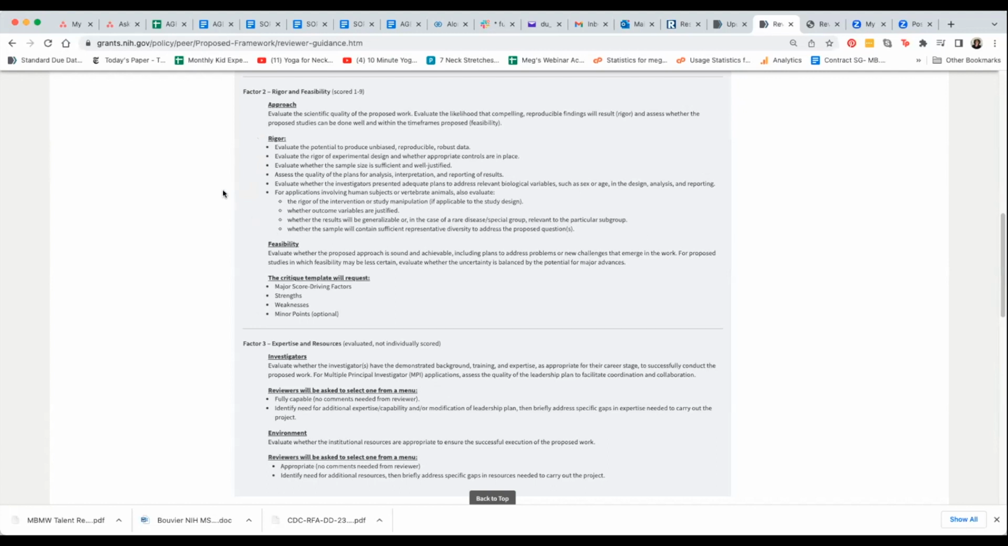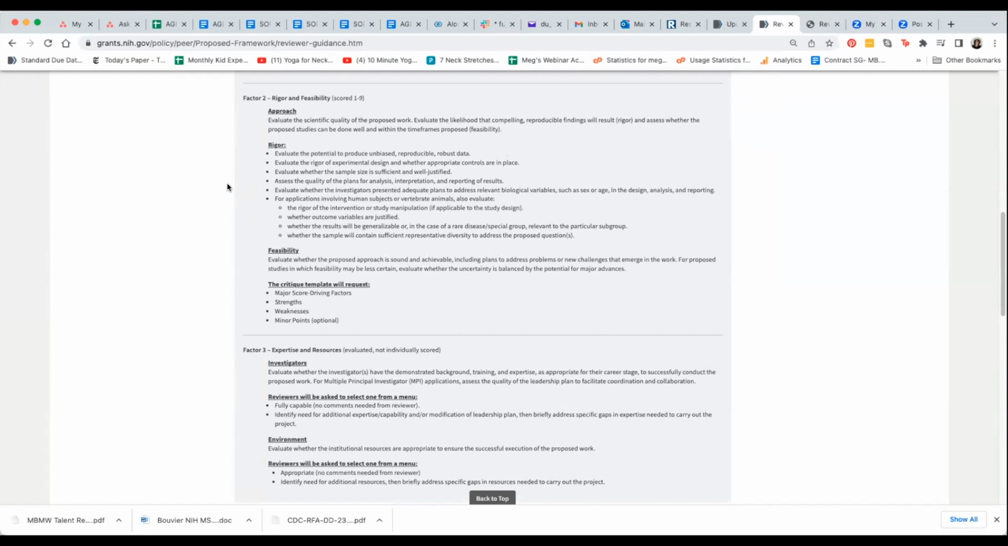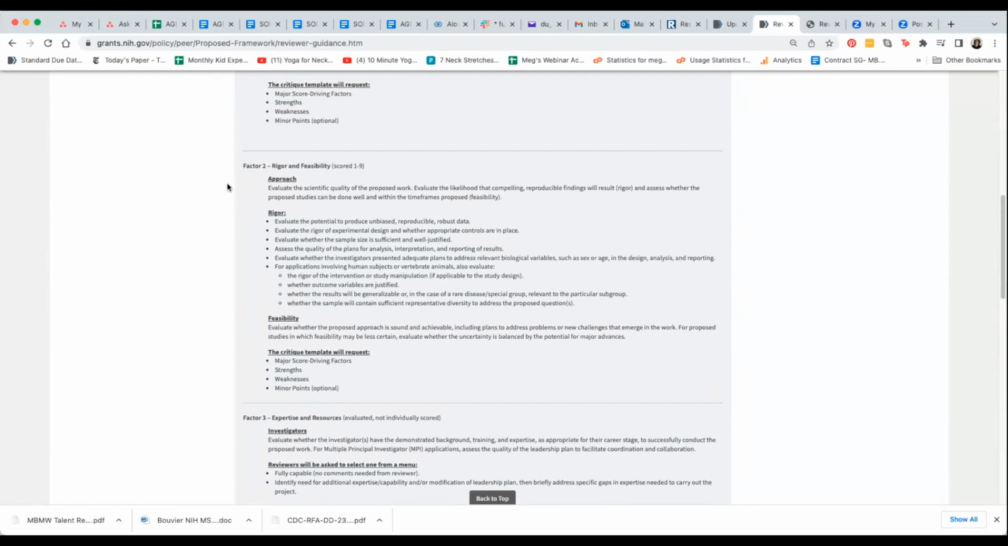And before we move on to factor 3, because these are the two factors, 1 and 2 are going to be the scored criteria if they're adopted.